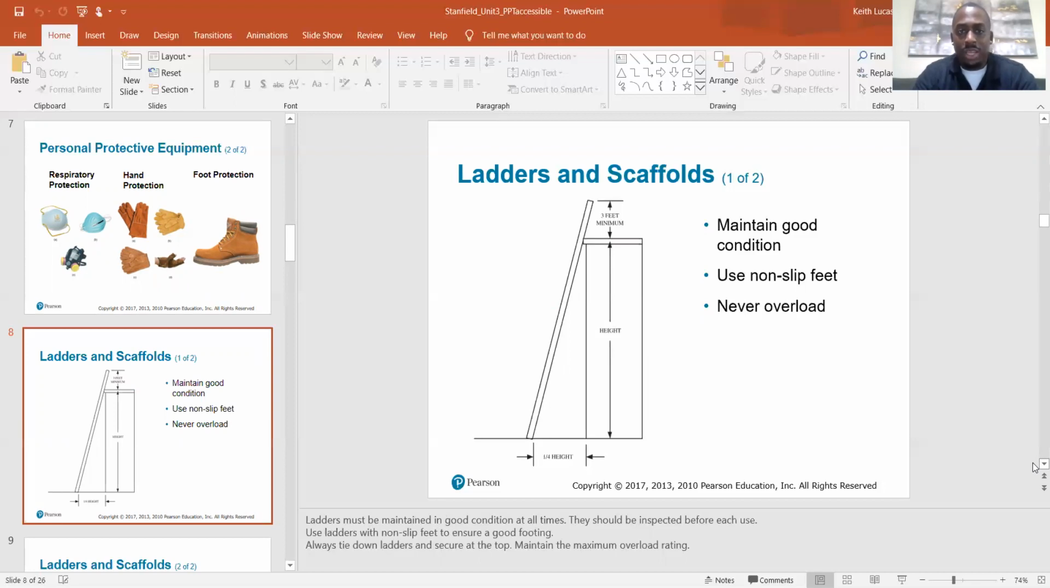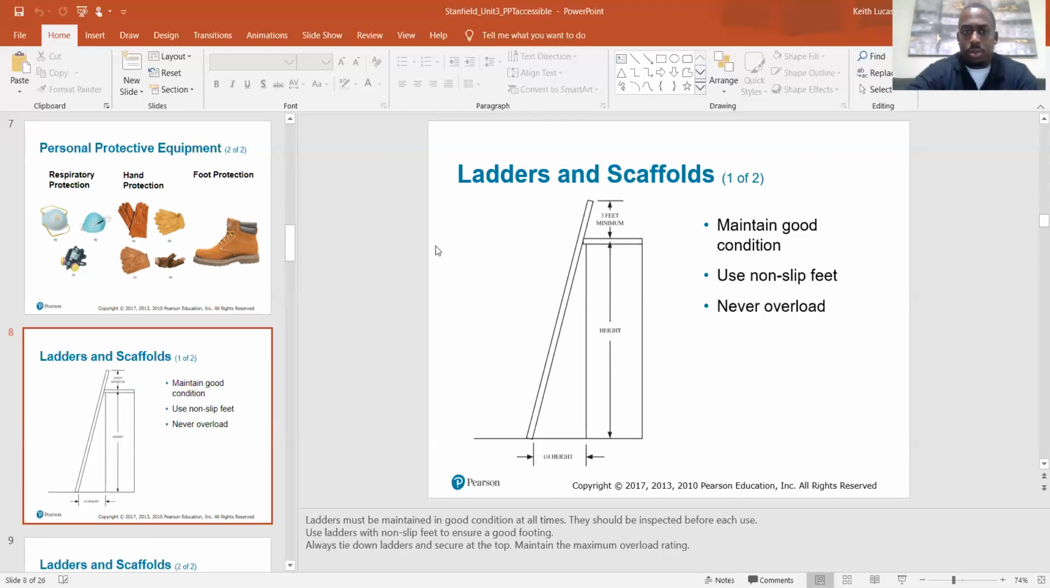So anyway, ladders and scaffolds. Ladders must be maintained in good condition at all times. They should be inspected before each use. Use ladders with non-slip feet to ensure a good footing. Always tie down ladders and secure at the top. Maintain the maximum overload rating. Also, I don't know if they're going to talk about it, the distance.